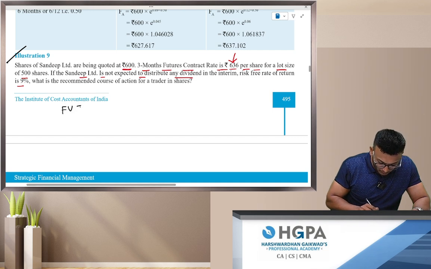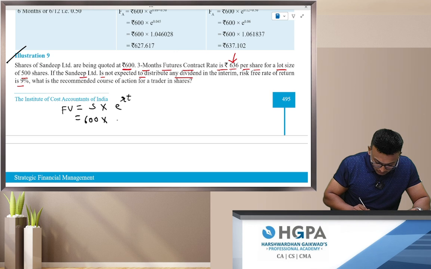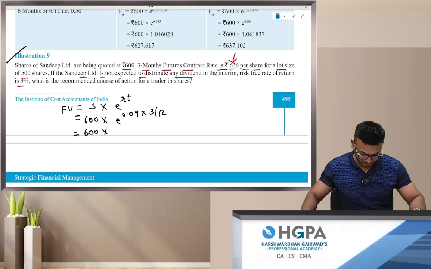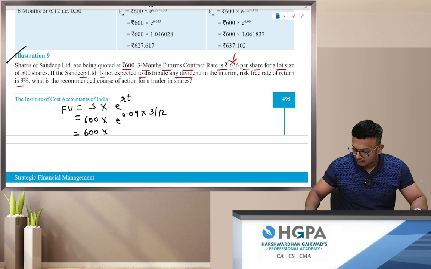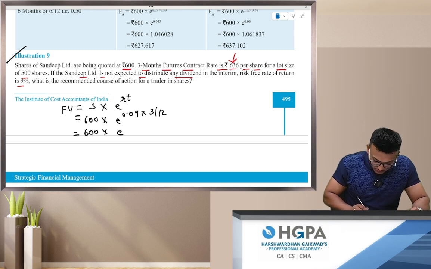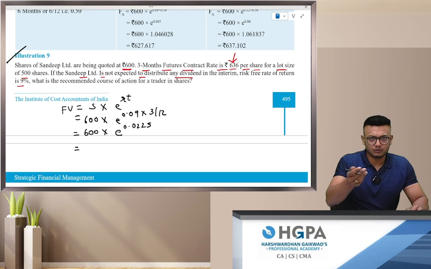Future price equals spot into e raised to RT. How much is spot? 600 into e raised to RT. How much is R? 0.09 into T, 3 upon 12. Can you please tell me how much is this? e raised to 0.0225. And now I think you know how to do it.